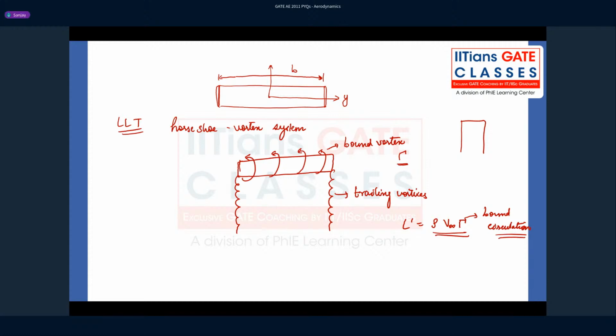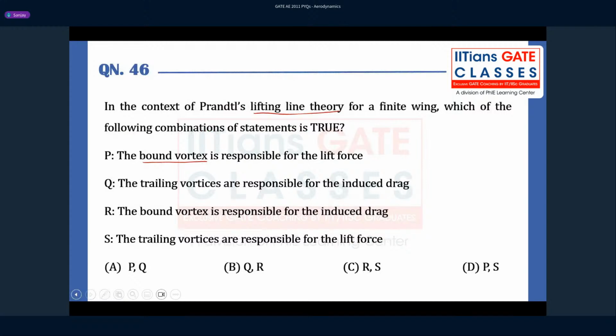And these trailing edge vortices are responsible for induced drag. So you see, from the combination of these options, option A is the correct answer. All right, so this is very simple. It was just a conceptual question. Let's now move on.